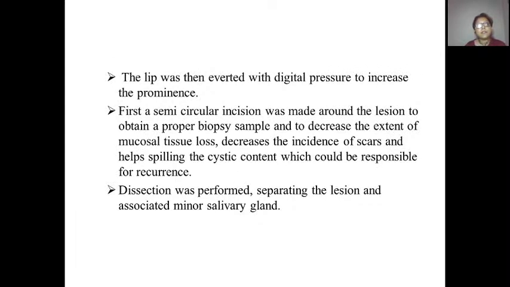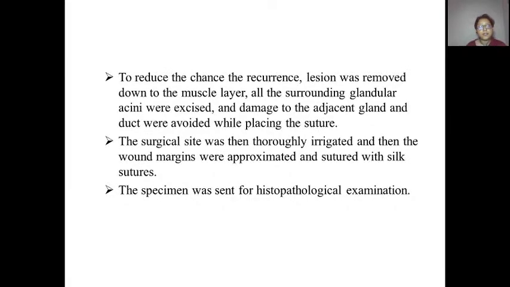The lip was then everted with digital pressure to increase the prominence of the swelling. First, a semicircular incision was made around the lesion to obtain a proper biopsy sample and to decrease the extent of mucosal tissue loss and the incidence of scars, and to avoid spilling the cystic content, which could be responsible for recurrences of the swelling. The dissection was performed, separating the lesion and associated minor salivary glands. Now, to reduce the chances of recurrence, the lesion was removed down to the muscle layer.